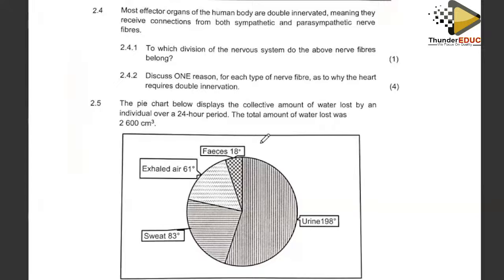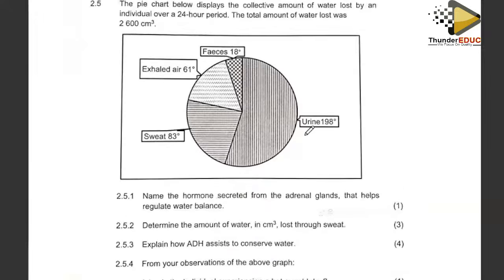All right, 2.5. The pie chart below displays the collective amount of water lost by an individual over a 24-hour period. The total amount of water lost, now this one is osmoregulation. Let me check. They're saying the amount of water lost over a period of time. I think they have combined both of them. It's thermoregulation and osmoregulation.